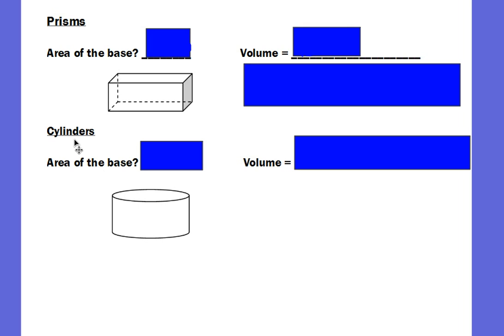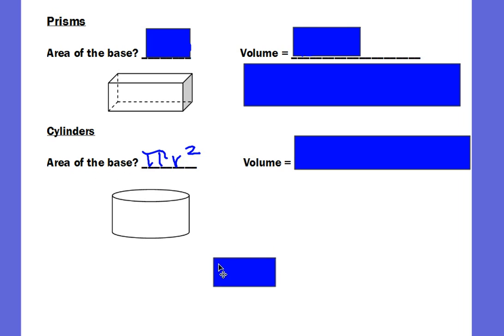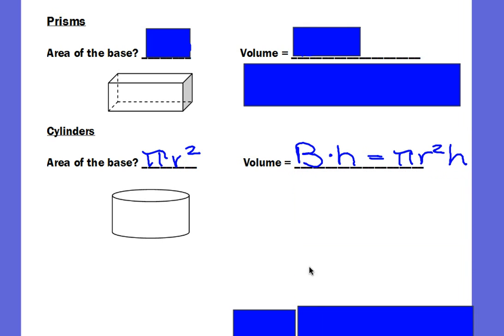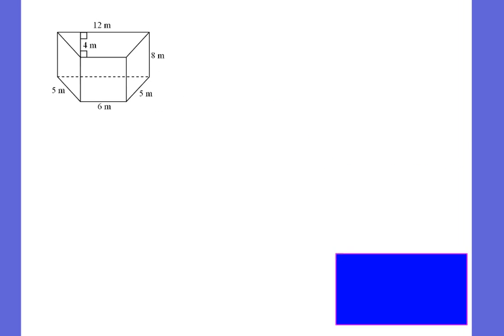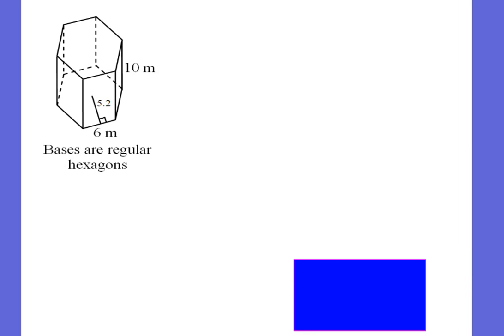Again, just like we said, for an area of the base for a cylinder, it's pi r squared. And our volume formula is going to be just like it was for a prism, area of our base times our height. So you can write it as base times height, or you can expand that and put in that area of a circle formula, pi r squared times your height. All right, so those are the three basic formulas. I think cylinders are pretty easy. If you know prisms, you can do cylinders.